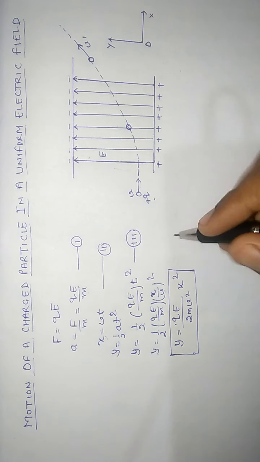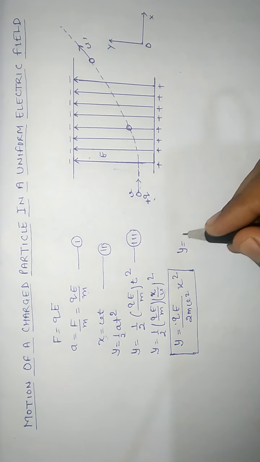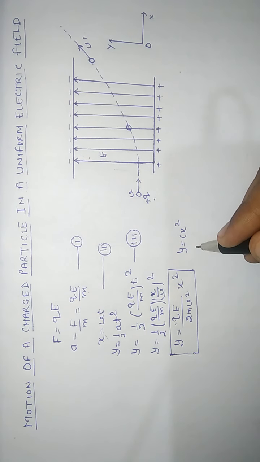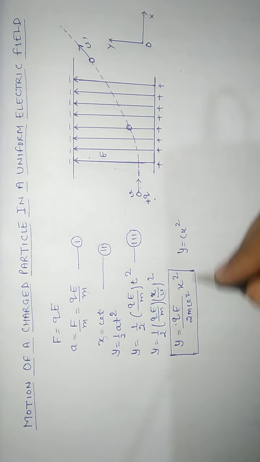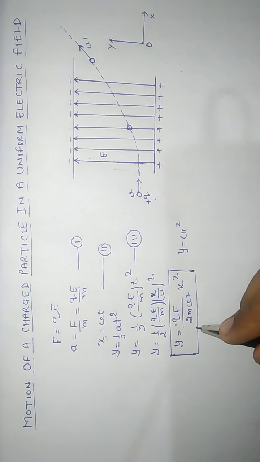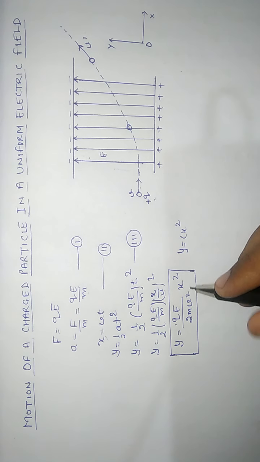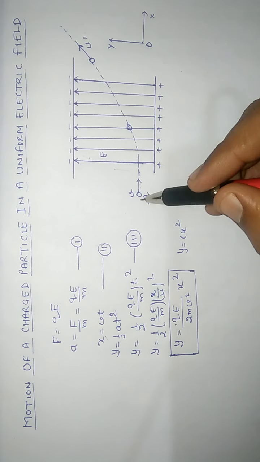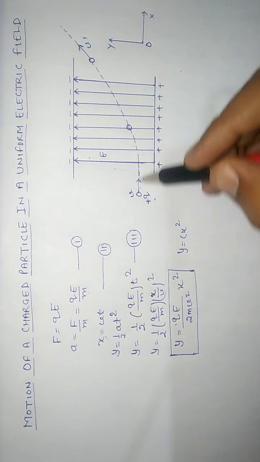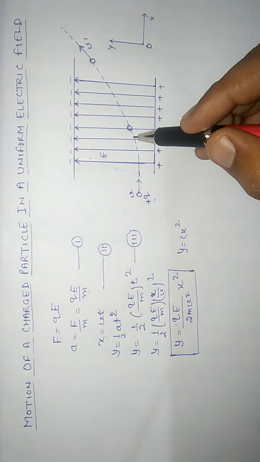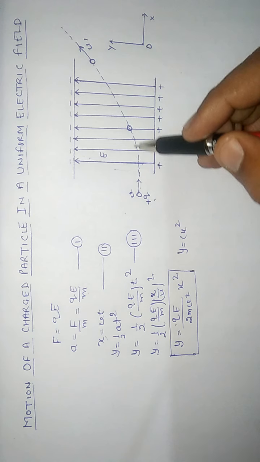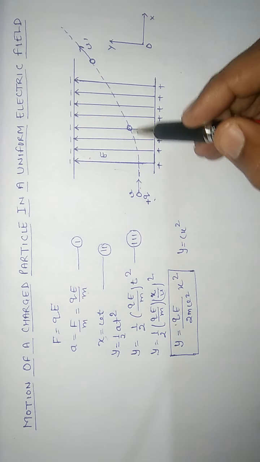This equation is of the form of this equation and it represents a parabola. So the trajectory or the path of a charged particle in an electric field is parabolic.